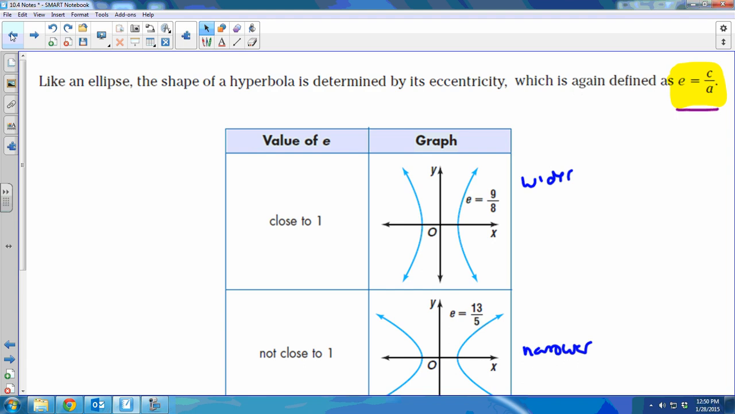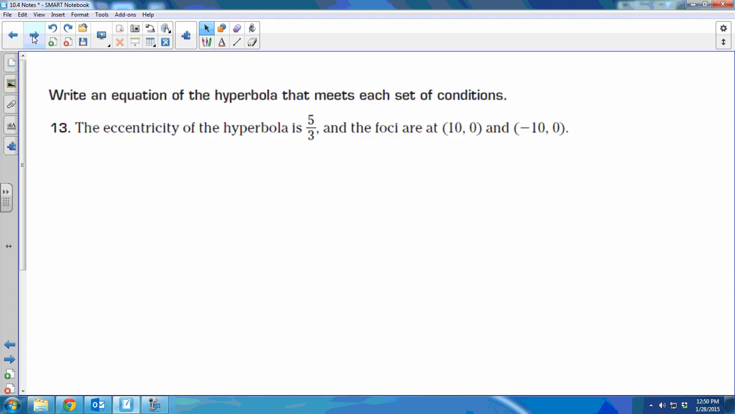Okay, here we go. Last example. Write an equation of the hyperbola that meets each set of conditions. The eccentricity of the hyperbola is 5 over 3. Now, we know 5 over 3 is supposed to equal C over A. But we get some other information, so we cannot definitely just say 5 is C and A is 3. 5 over 3 could be a reduced fraction. Okay, so we're going to use our other information.